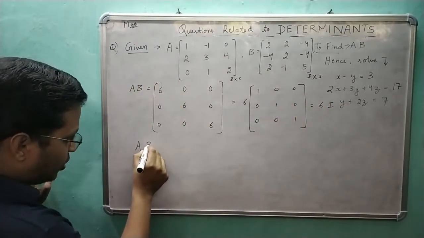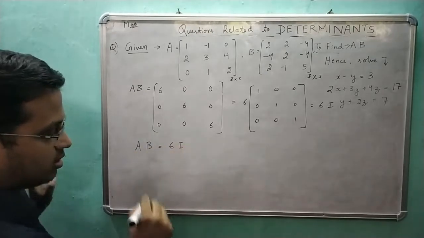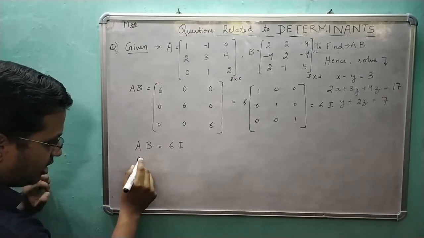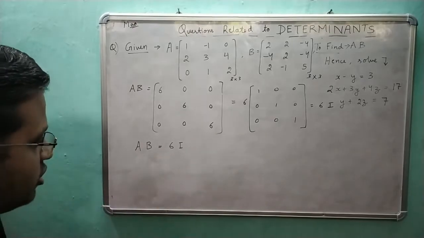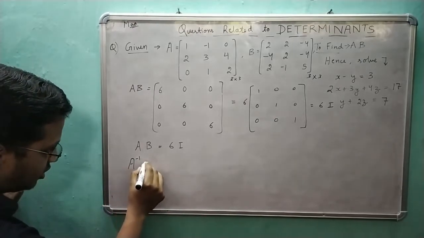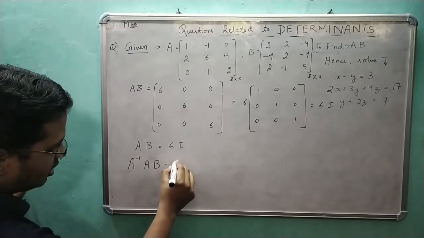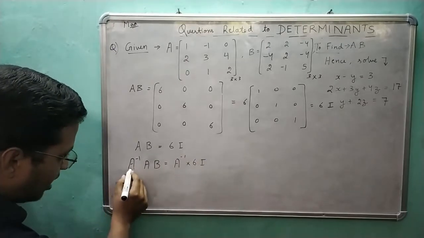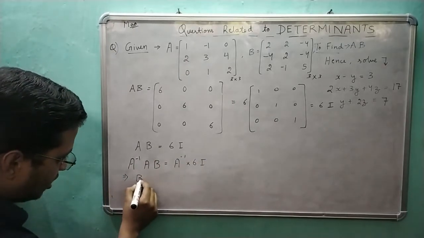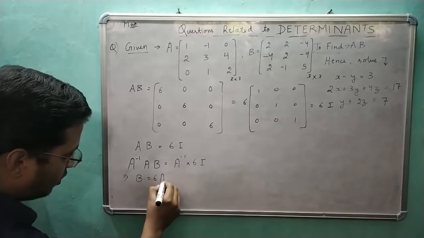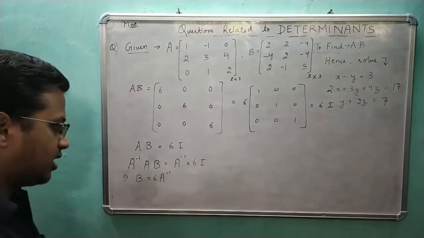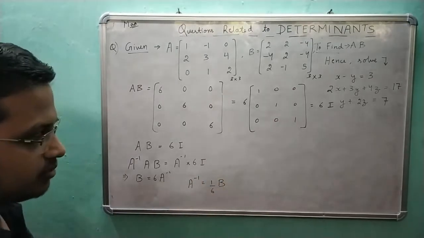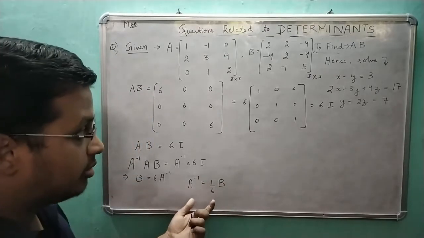Now, A into B is equal to 6I. So, let us multiply A inverse to both the sides. So, A inverse into A into B is equal to A inverse into 6I. So, A inverse into A is I, so B is equal to 6 into A inverse, since A inverse into I is A inverse. So, we can say that A inverse is 1 by 6 of B. Alright, we will be using this.